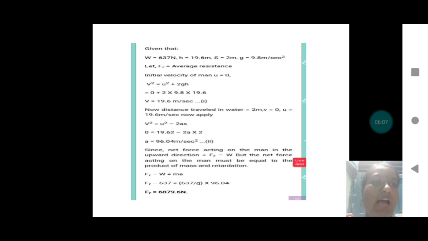Now distance travelled in water equals 2 meters. V equals 0. U equals 19.6 meter per second. Now apply V square equals u square minus 2as. 0 equals 19.6 square minus 2a into 2. A equals 96.04 meter per second square. That is taken as equation 2.